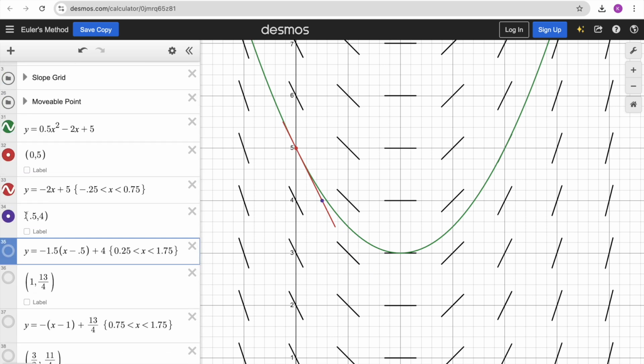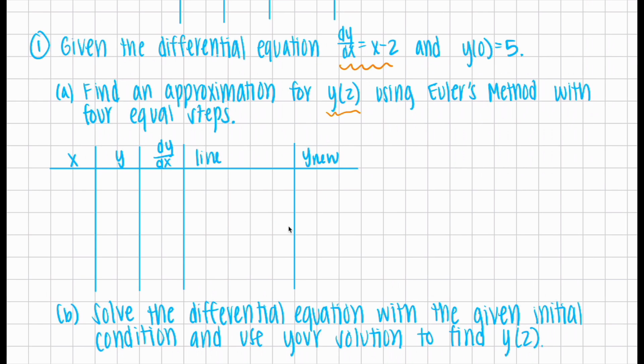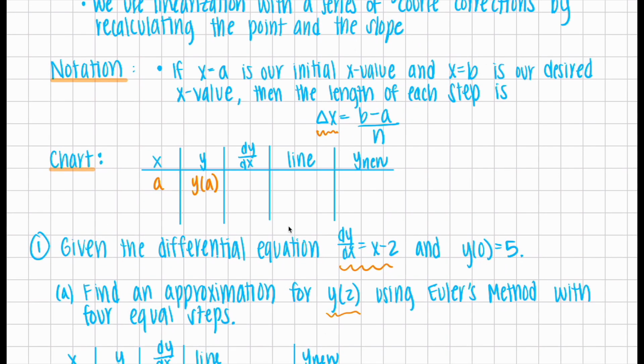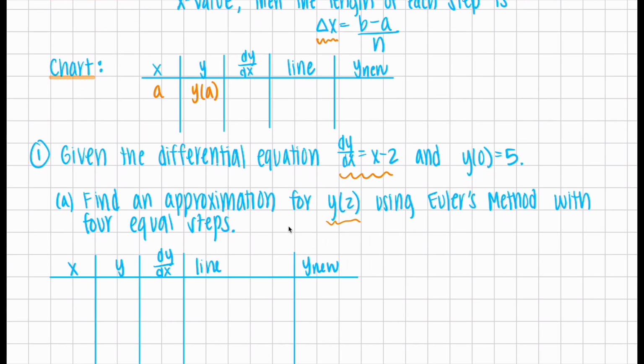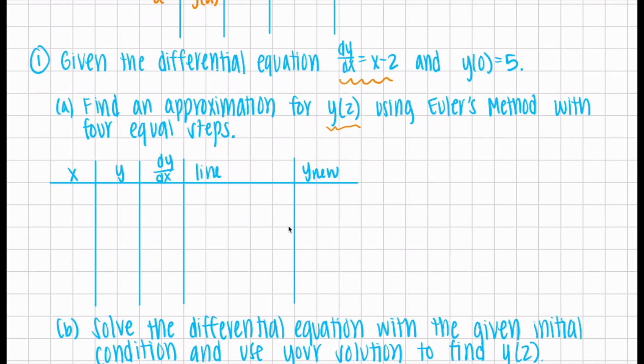That's going to be our delta x. So over here, we said that our delta x is b minus a over n. That's going to tell us how far over I should pick a point on the line. So that is what we are doing for Euler's method. So let's go through this example.